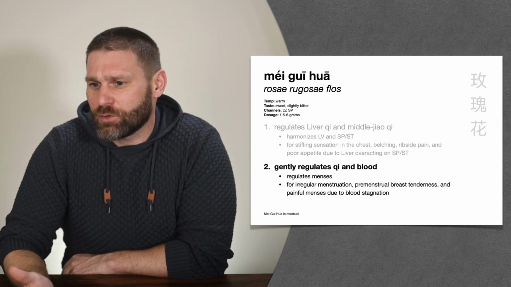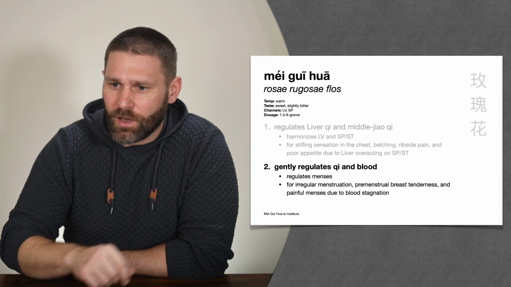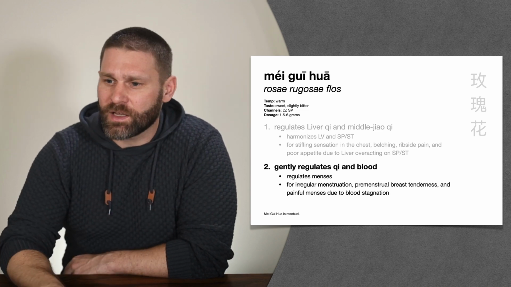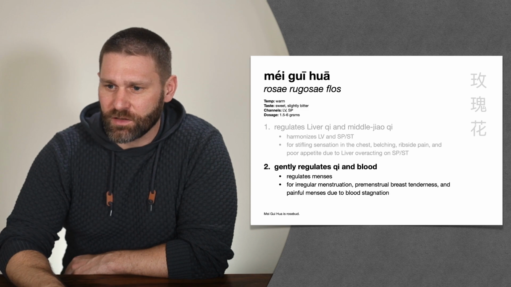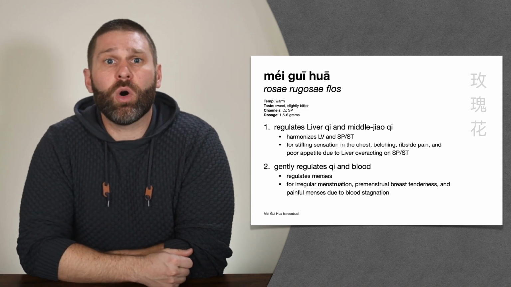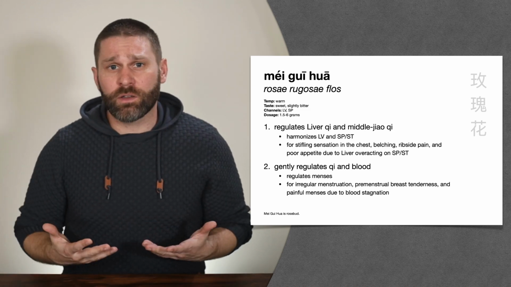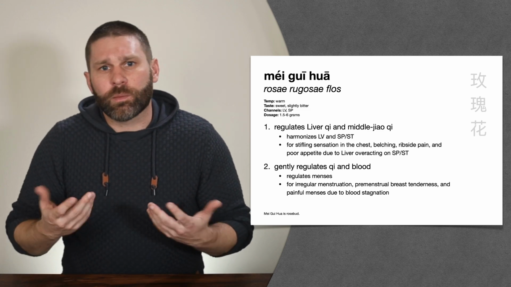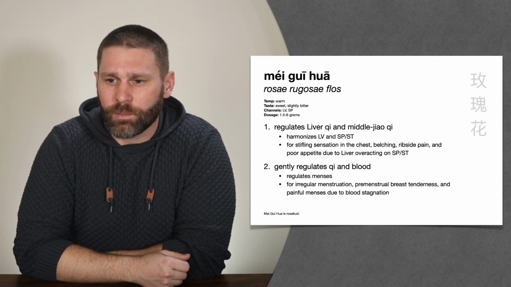It also gently regulates qi and blood. So for irregular menses, like when we're talking about breast tenderness due to qi stagnation in the liver channel, very common to happen before a period, and painful menses. So again, Mei Gui Hua, Chinese rosebud, as far as I know, does not appear in any of the formulas that we learn, but it's something that maybe you'll add in as a modification.